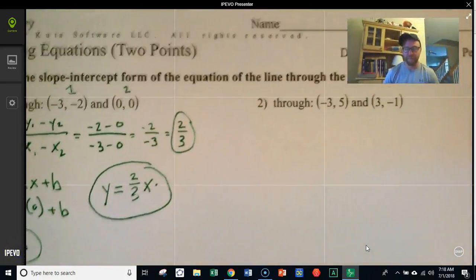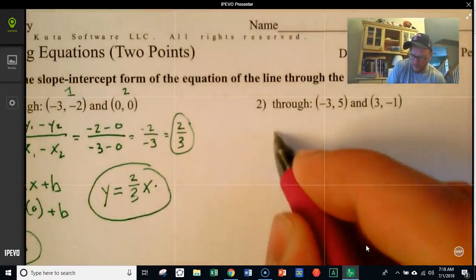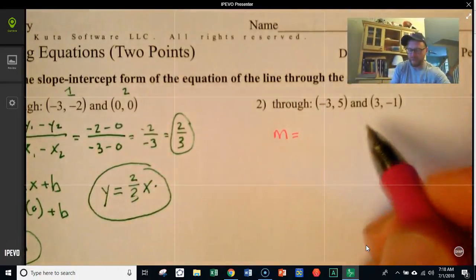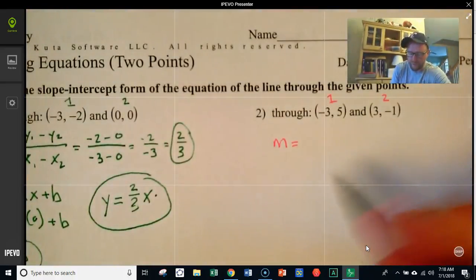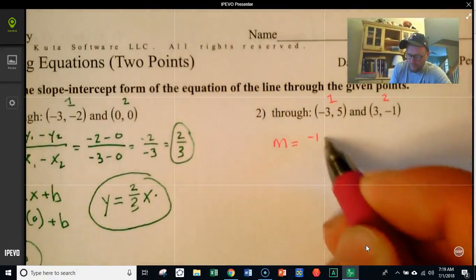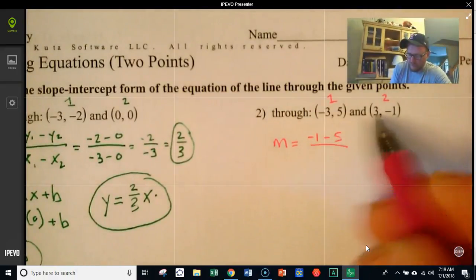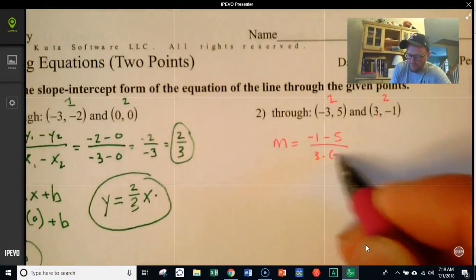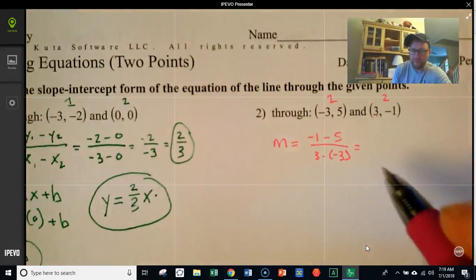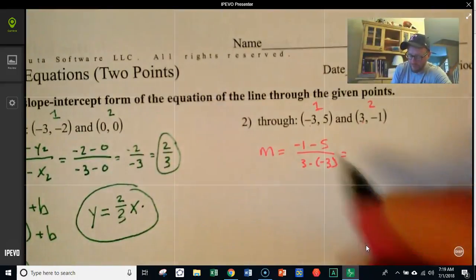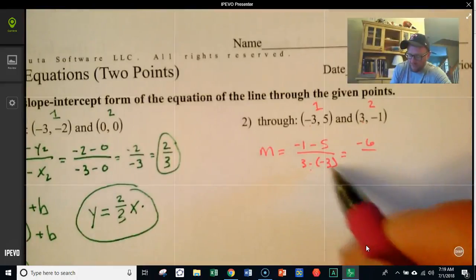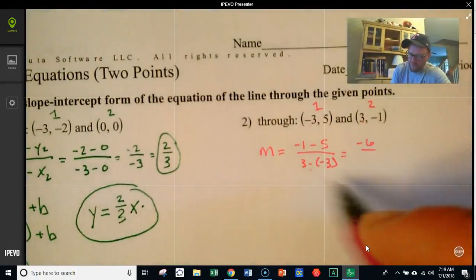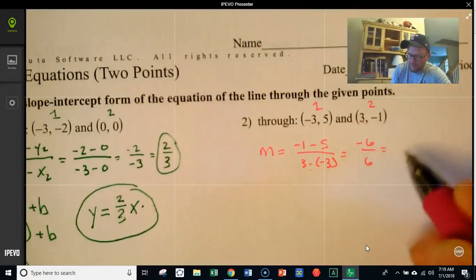All right, so let's do another one. First, let's find our slope, m. We'll call this point 1 and point 2. It doesn't really matter. I'm going to go 2 minus 1 this time. So we've got negative 1 minus 5, and then 3 minus negative 3. Be careful that you're keeping your negatives straight in this, okay? Negative 1 minus 5 is negative 6. 3 minus negative 3 is the same as 3 plus 3, that's 6. And negative 6 over 6 is negative 1.